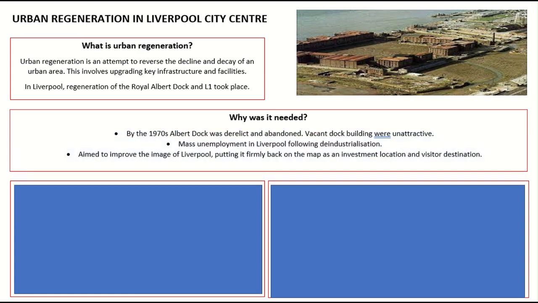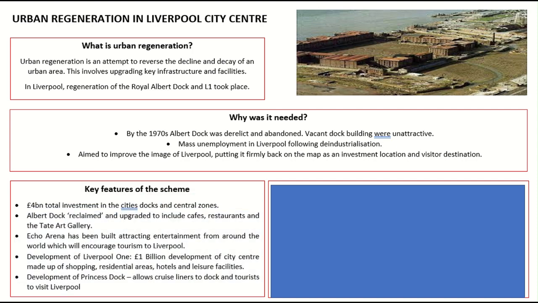So what they wanted to do was to kind of improve the image of Liverpool and put it back on the map as an investment location. They spent a huge amount of money into the Albert Dock and surrounding areas. Okay, so they reclaimed the dock and upgraded it to include cafes, restaurants, and the Tate Art Gallery. They also developed Liverpool One, which is obviously nearby, the Echo Arena, or as it's now called, the M&S Bank Arena, where Eurovision was held, attracted entertainment from around the world.